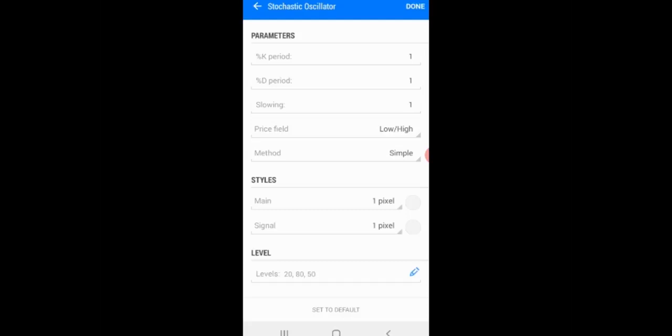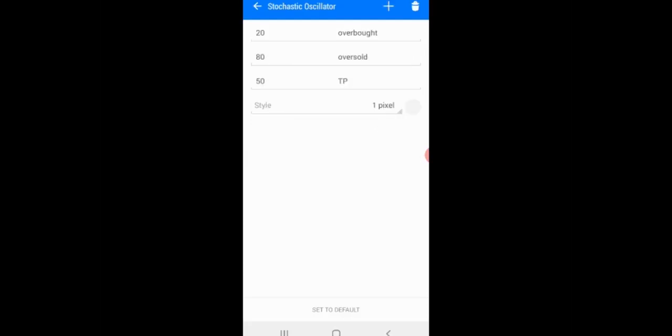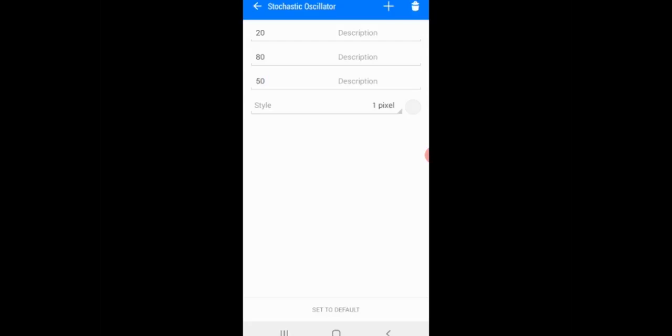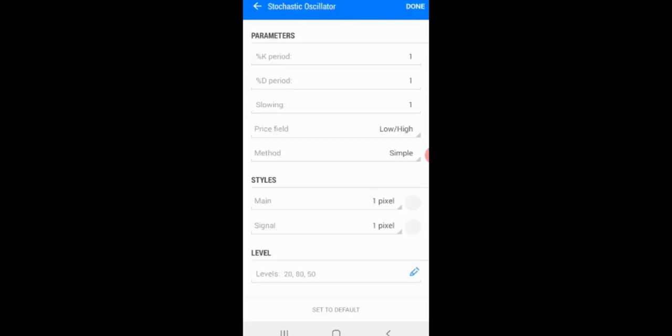I know many people don't know how to set the levels, but this is how you set the levels. Let me delete them so I can set them again. Okay, I've deleted them. To set a level, you just click this add button. Whatever number you want to set, the first one is 20, the second one is 80, and the third one is 50. So that's what I just did. Then you go back, and you see it's done.